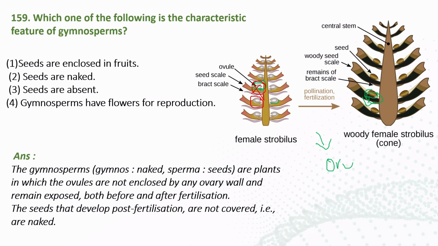So according to this, if you see the options, the seeds are enclosed in fruits. This is not correct. Why? Because they are not enclosed, they are in the open. Okay, and the seeds are naked. Obviously the seeds are naked in the gymnospermic plants, so this is the right answer.